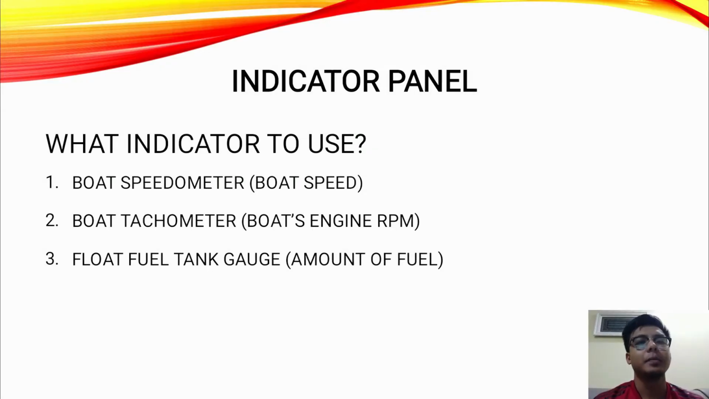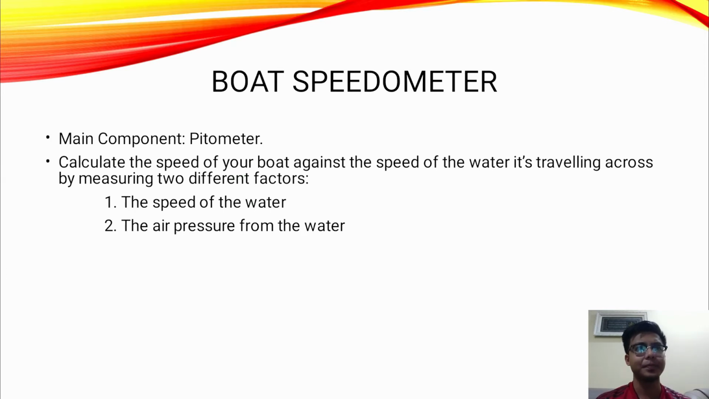So for indicator panel, there will be 3 type of indicator that will be used. So the first one is boat speedometer, which is to determine the boat speed. The second one is boat tachometer, which is to find out the boat's engine RPM. And the third one is float fuel tank gauge, which is to determine the amount of fuel inside the boat's fuel tank. So the first one is boat speedometer.